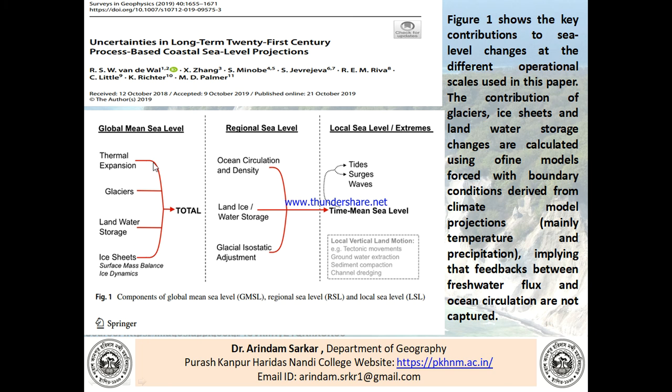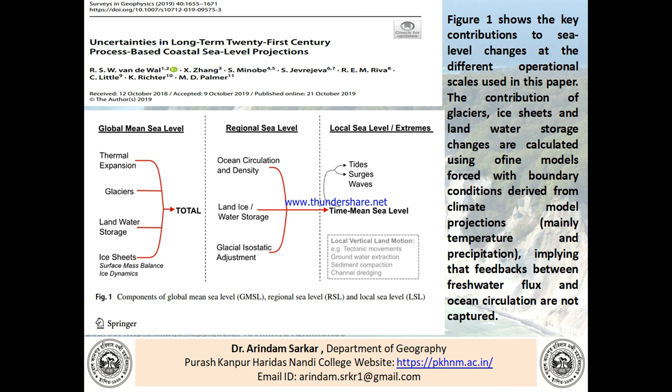Global mean sea level is associated with thermal expansion, glaciers, land water storage, and ice sheets. The ice sheets are associated with surface mass balance and ice dynamics. And the regional sea levels involve ocean circulation and density, land ice, water storage, and glacial isostatic adjustment. And the local level is associated with tides, surges, and waves. And the tide is added to the mean sea level.